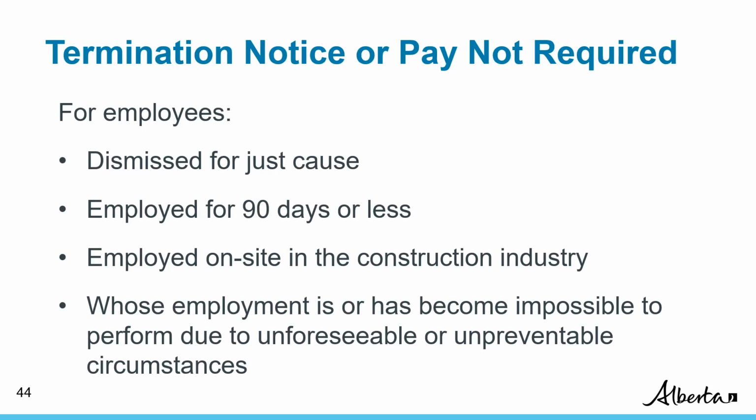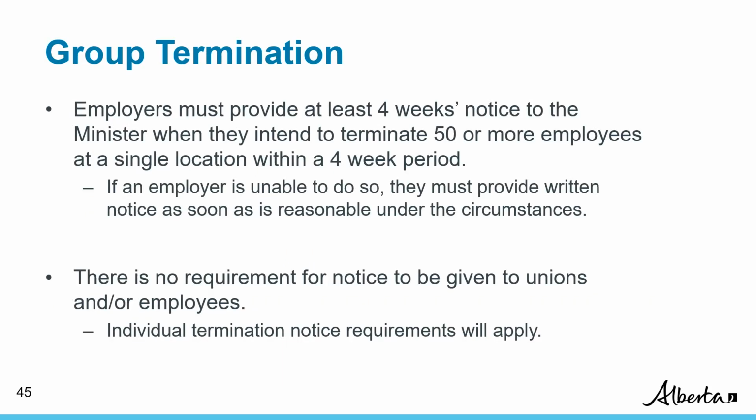Next, we'll discuss group termination requirements. Employers who terminate 50 or more employees from a single location are required to provide 4 weeks advance notice to the Minister of Jobs, Economy, and Trade. Employers are still required to review an employee's individual eligibility for termination notice.